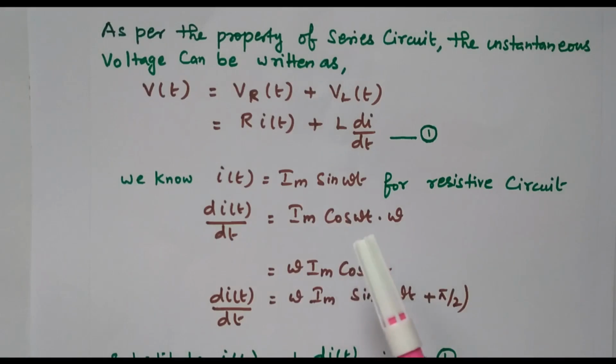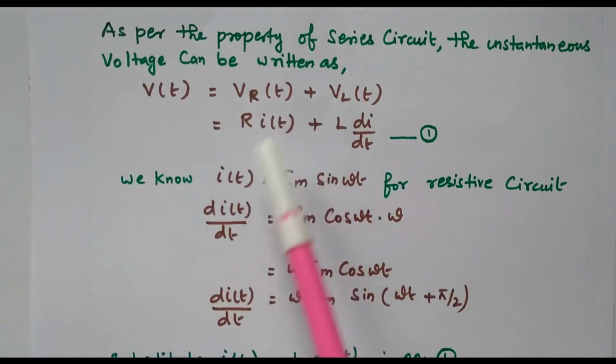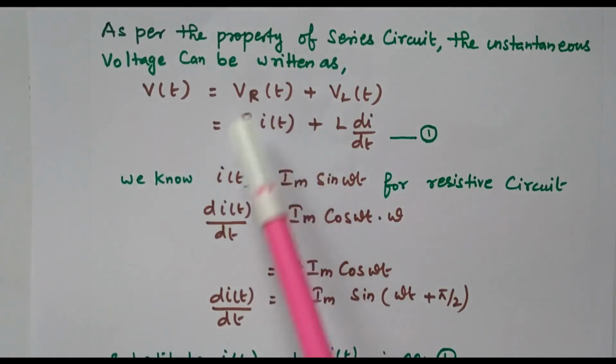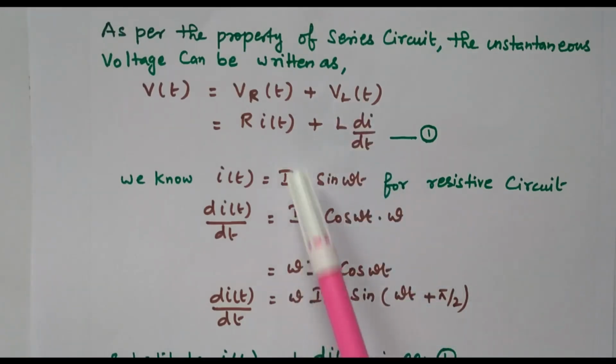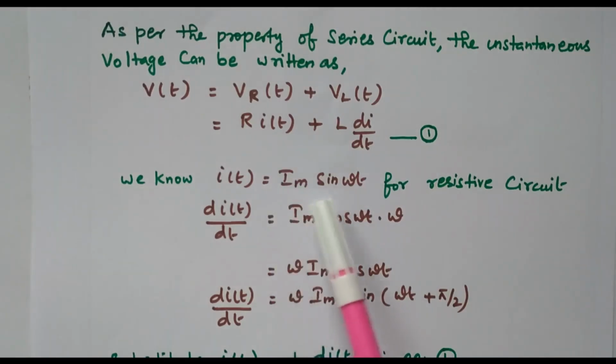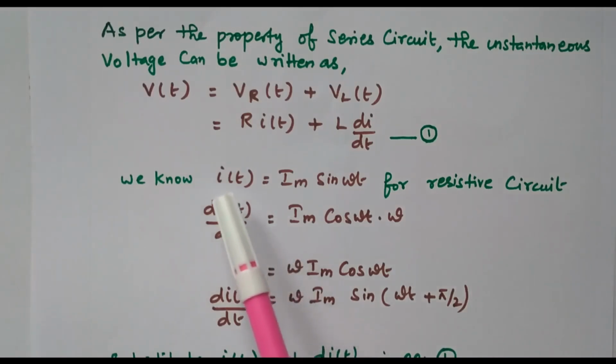In order to analyze the phase angle between current and voltage, again we are analyzing this voltage. So VR is nothing but R into I of t, V equal to IR. Similarly, the voltage across the inductor is L di by dt. Now we know that I of t is nothing but Im sin omega t, that is, for a resistive circuit in phase with the voltage. So I of t equal to Im sin omega t.